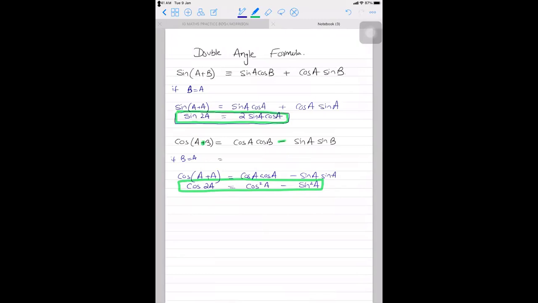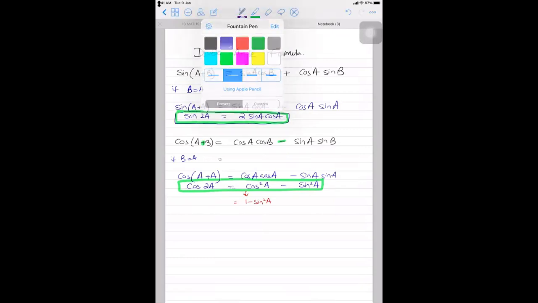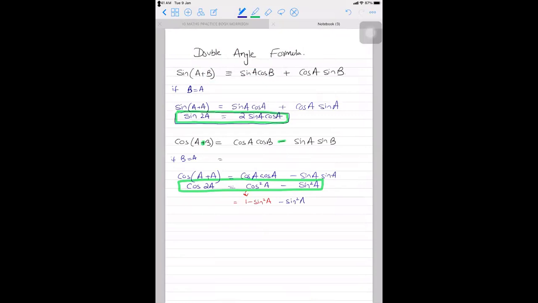Now, cos 2a can be represented in multiple ways. If you remember the identity, I can replace cos square a with 1 minus sine square a. And I already have minus sine square a over here. So the end result is going to be 1 minus 2 sine square a. That can also be the double angle formula for cos 2a.